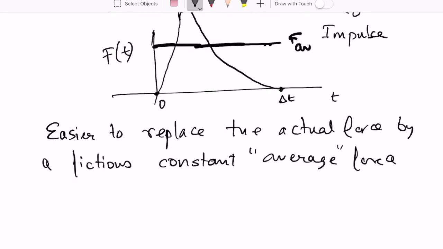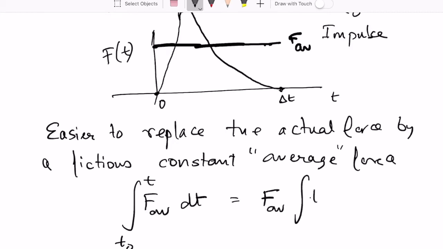The good thing is that it's a constant force, so the impulse would just be the integral of F average dt, t initial to t final. If F average is a constant, you can just pull it out of the integration. This is a very easy integral to do. Integral dt is just t. So it's going to be F average times t minus t initial. We are just going to call t minus t initial as delta t. So it's F average times delta t, and that is our impulse.